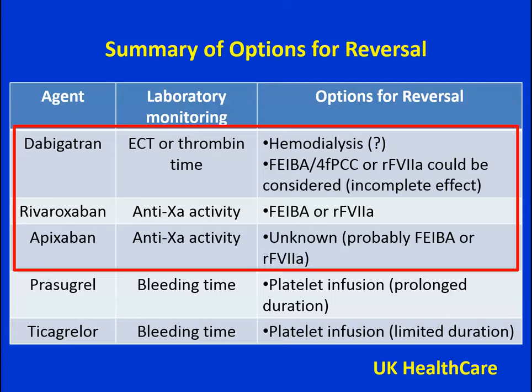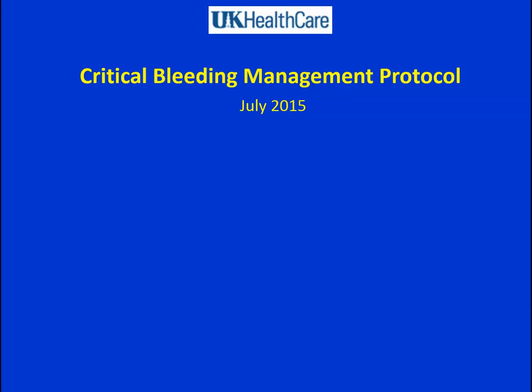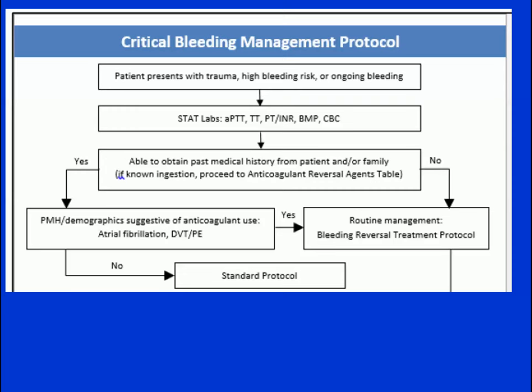The P&T committee of UK has come out with a protocol for management of patients with critical bleeding who may or may not be on these agents. In patients who present with problems, you should get the labs outlined here. If you're unable to obtain a past medical history from the family, then you have several options.